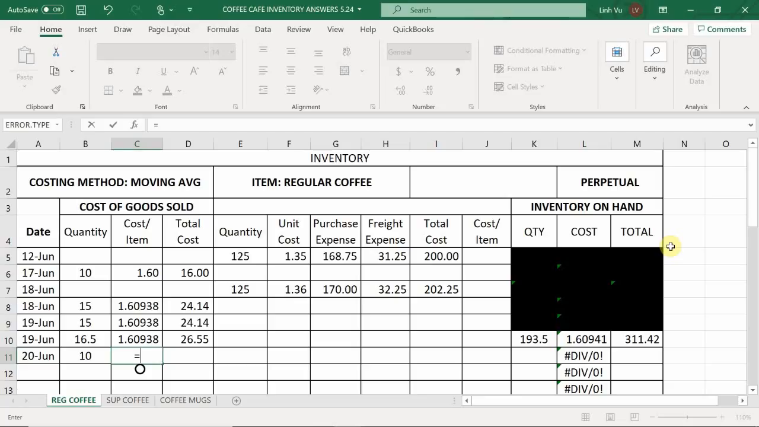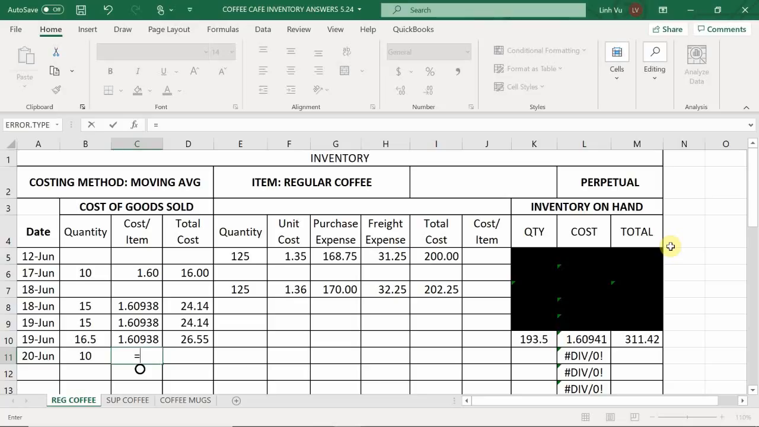311.42. 311.42, that's correct. Now, if I have $311.42, how do I calculate my cost per item? If I have a total cost of 311.42 and have a total pounds of 193 and a half, how do I calculate my cost per item? You divide it into the 193.50. Correct.